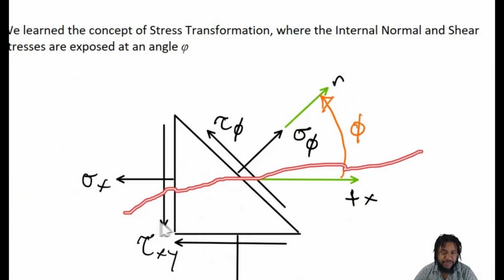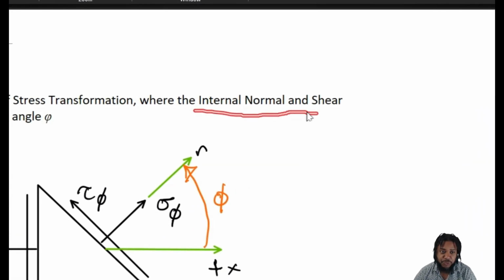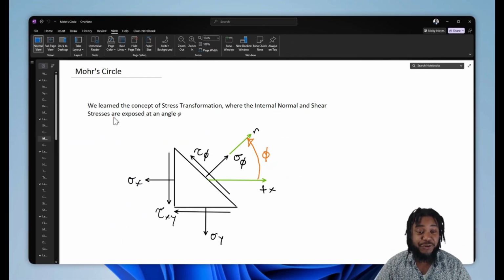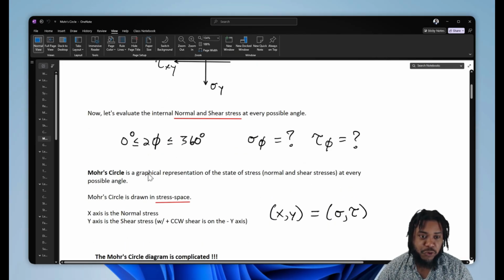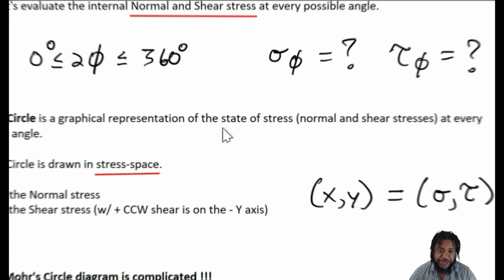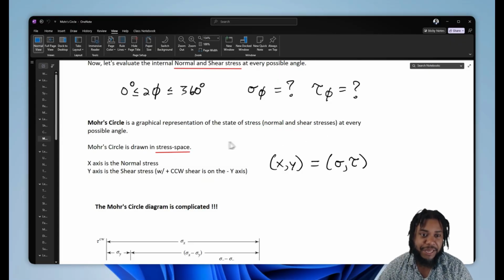If we were to do that, we can generate something called Mohr's circle, which is a diagram which represents the state of internal normal and shear stresses at every direction through a stress element, right? So Mohr's circle is just that. It's a graphical representation of the state of stress, the normal and shear stresses, at every possible angle.